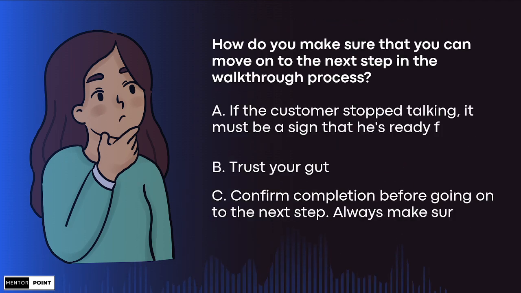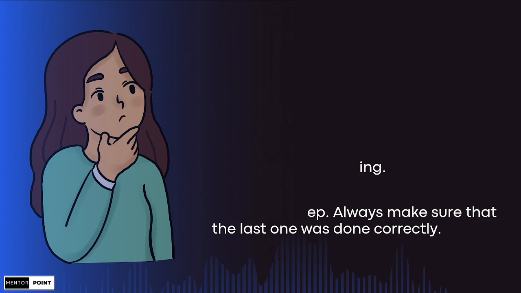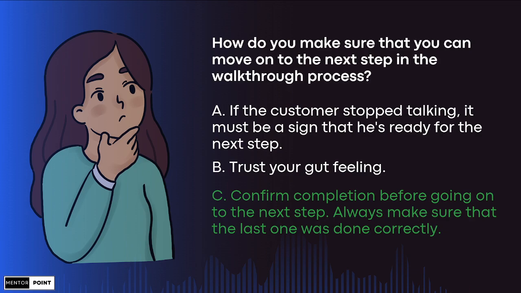Next, how do you make sure that you can move on to the next step in the walkthrough process? A. If the customer stopped talking, it must be a sign that he's ready for the next step. B. Trust your gut feeling. C. Confirm completion before you go to the next step. Always make sure that the last one was done correctly. Obviously, the answer for this would be letter C. Always confirm completion before going on to the next step. Always keep in mind that a missed step will definitely prolong the process.